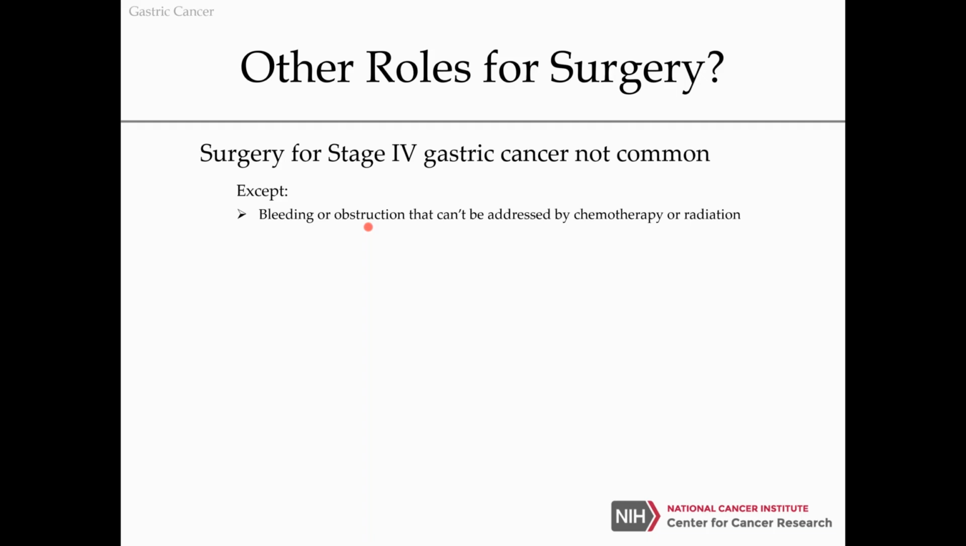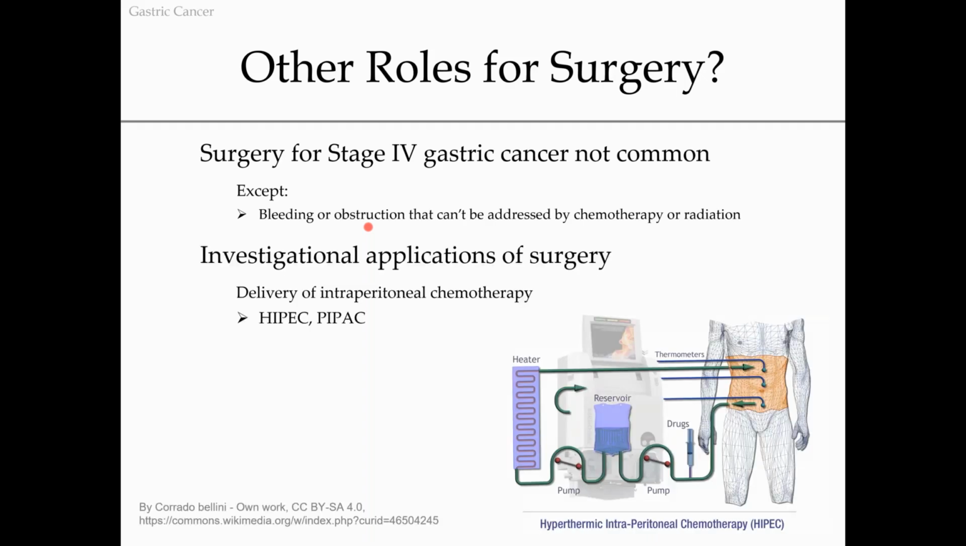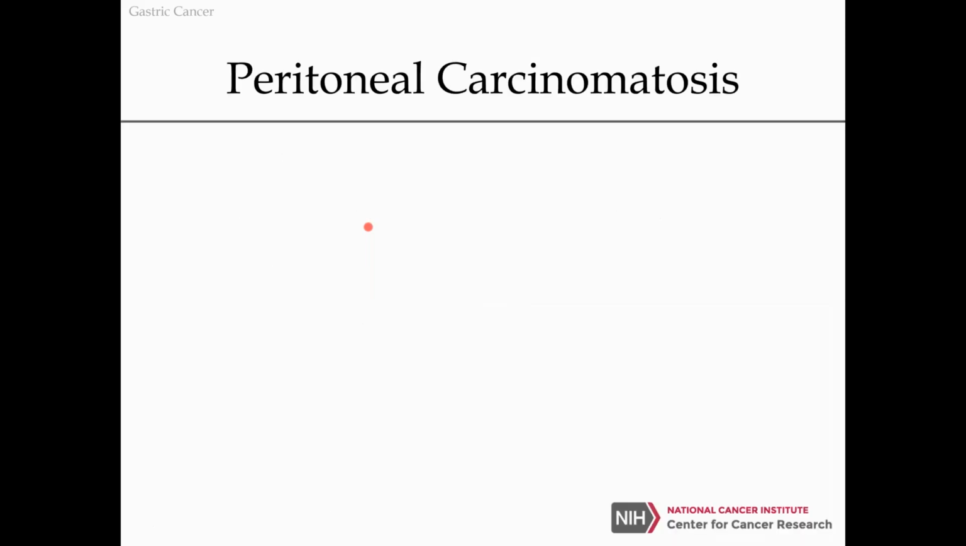However, there are cases where patients' tumors may be bleeding or causing obstruction that can't be addressed by chemotherapy or radiation, and that's where surgery has long played a role in late stage or advanced gastric cancer. However, there are investigational applications of surgery in stage 4 gastric cancer, and specifically the delivery of intraperitoneal chemotherapy, such as HIPEC or PIPAC. And I stole this nice picture off of the internet because I thought it did a very nice job of showing you the idea.